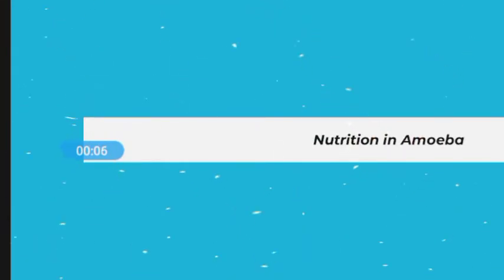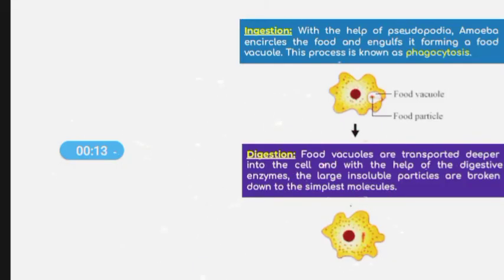Today we will study the second part of life process which starts from nutrition in amoeba. Ingestion. With the help of pseudopodia, amoeba encircles the food and engulfs it, forming a food vacuole. This is known as phagocytosis.